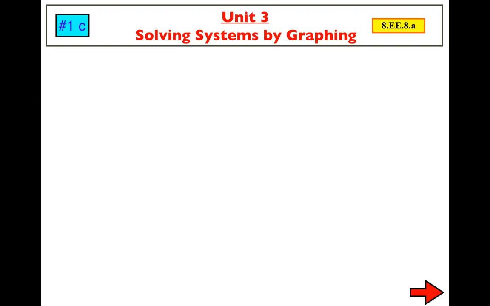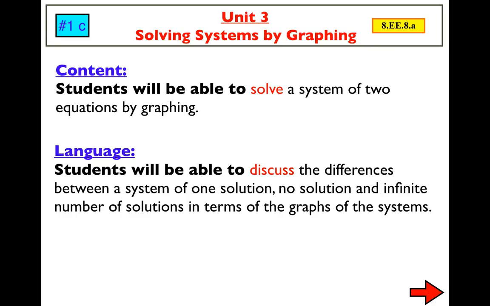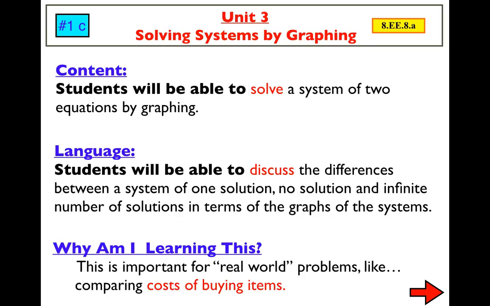So today we're going to be solving systems by graphing. Our content objective is students will be able to solve a system of two equations by graphing. Our language objective is students will be able to discuss the differences between a system of one solution, no solution, and infinitely many solutions in terms of the graph of the systems.